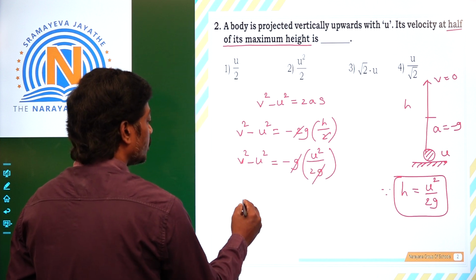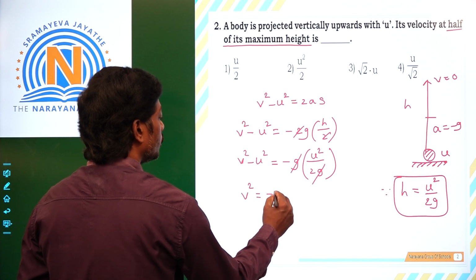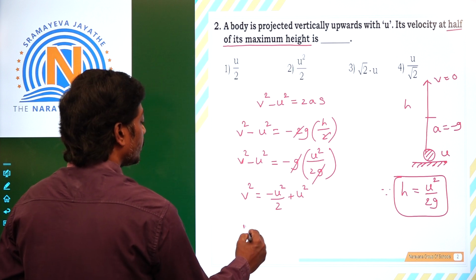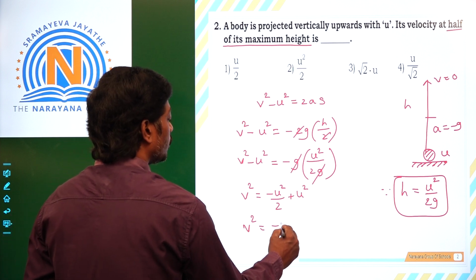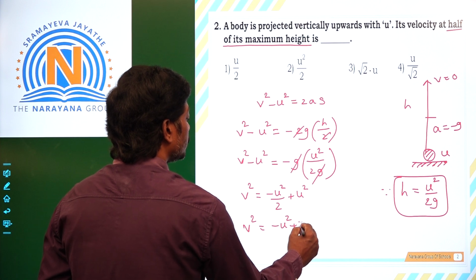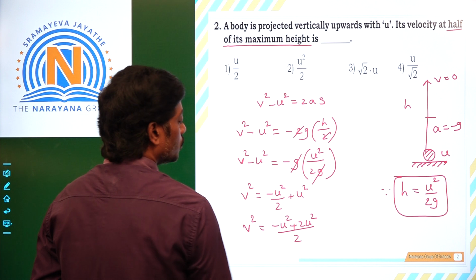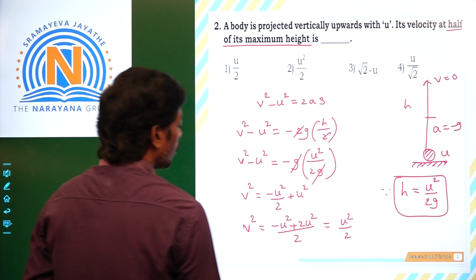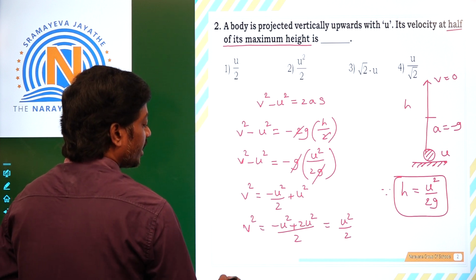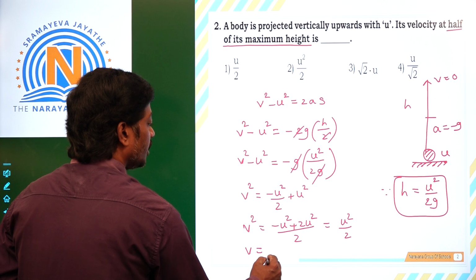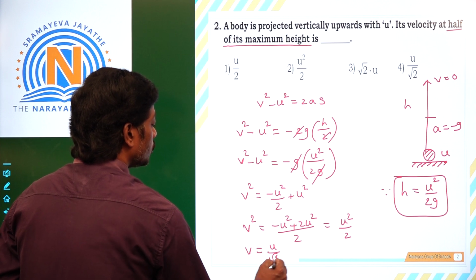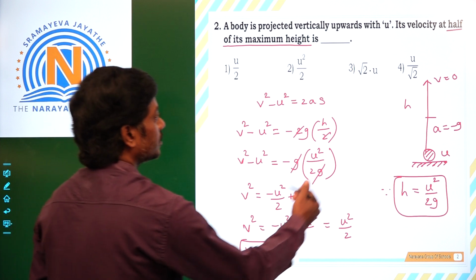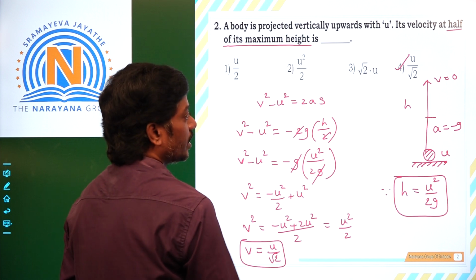By taking the u square to the other side, we get v square is equal to minus u square by 2 plus u square. By taking the LCM, we get v square is equal to minus u square plus 2u square by 2. So v square is equal to u square by 2. Now if we apply the root on both sides, we get v is equal to u by root 2. So this is the final velocity at half of its maximum height. According to this, the fourth option is correct. So let's go with the next question.